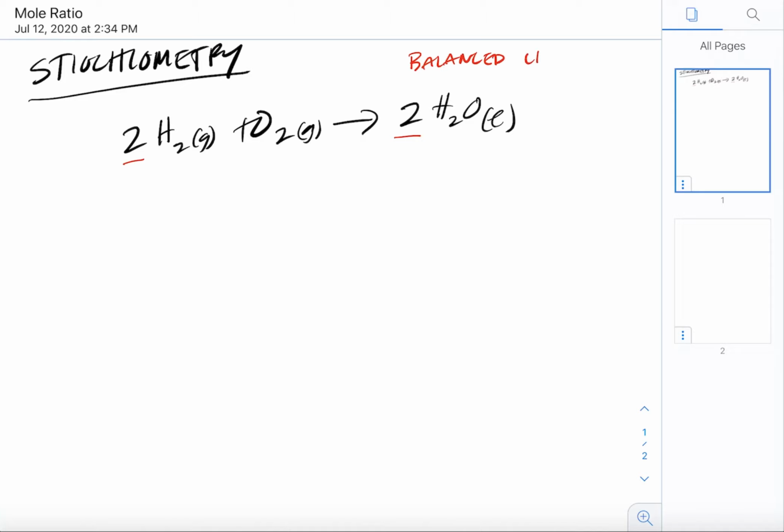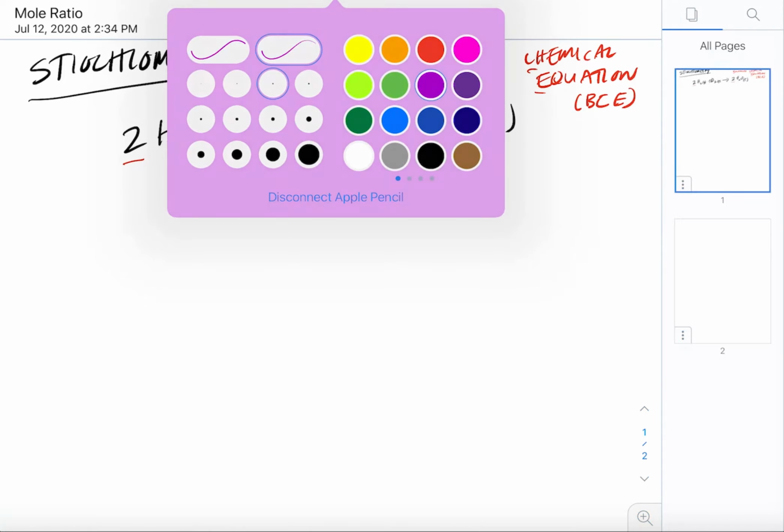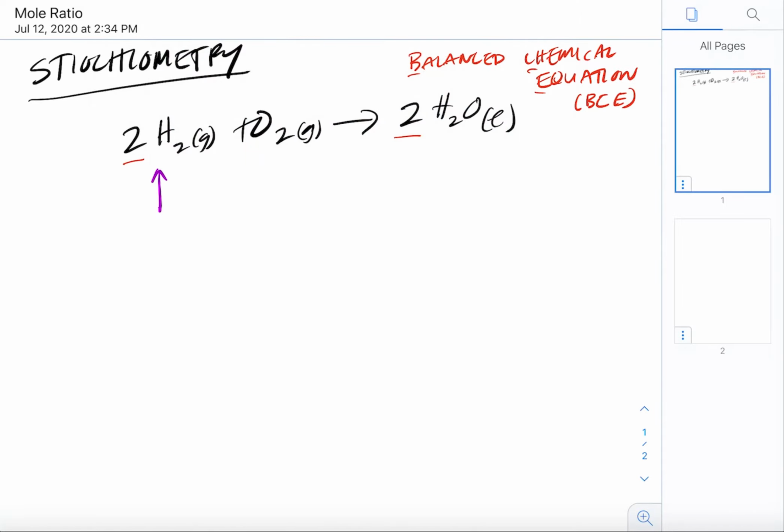Often, instead of writing out balanced chemical equation, I will use BCE. So I'm going to write it out and then just let everyone know that from this point forward, BCE will be the most likely way I'll indicate a balanced chemical equation, though you should be able to check by just looking at the number of elements on either side of the equation to determine if we are balanced or not.